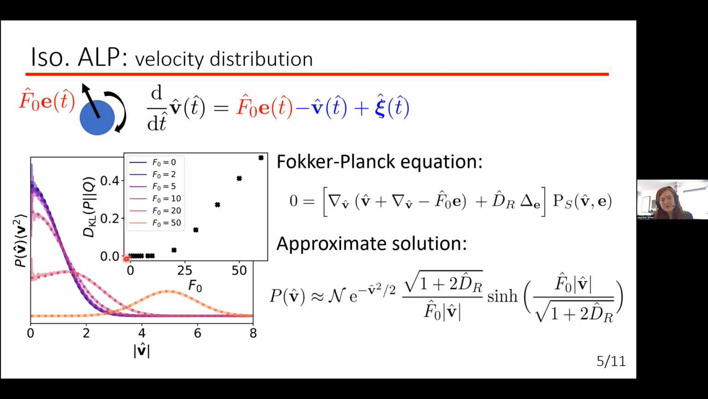And you can see that for low active forces, the distribution remains pretty Gaussian. So this term here is dominating. But then as you get to higher and higher active forces, it drifts further and further away from a Gaussian velocity distribution. So this term begins to dominate, and that's a non-equilibrium signature.